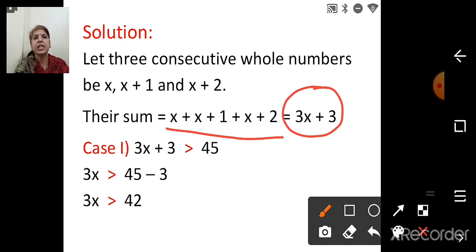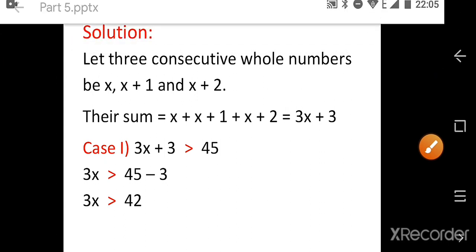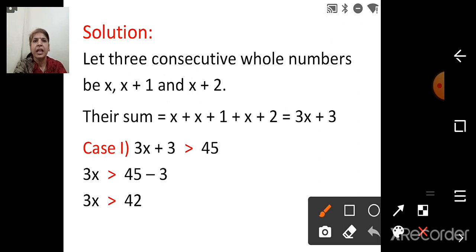Now here 2 conditions are given. One, they are saying more than 45. When we say more than, it means greater than. So we will write 3x plus 3 as case 1. It is greater than 45. So here which sign have we put, children? Greater than. Remember this. So we will solve the sum.